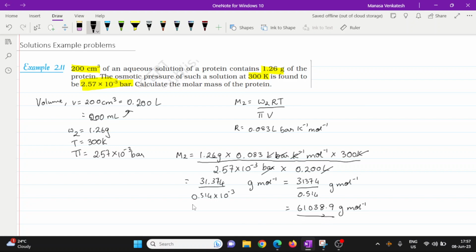So basically, we just substituted. The only thing about this question is that we had to convert our volume from centimeter cube to liter. Remember, 200 centimeter cube is equal to 200 ml, and we converted that by dividing it by 1000. Then we just substituted all of these values. Even if you had not converted it, when you looked at the units, you would have been able to identify that you had to do that in the first place.